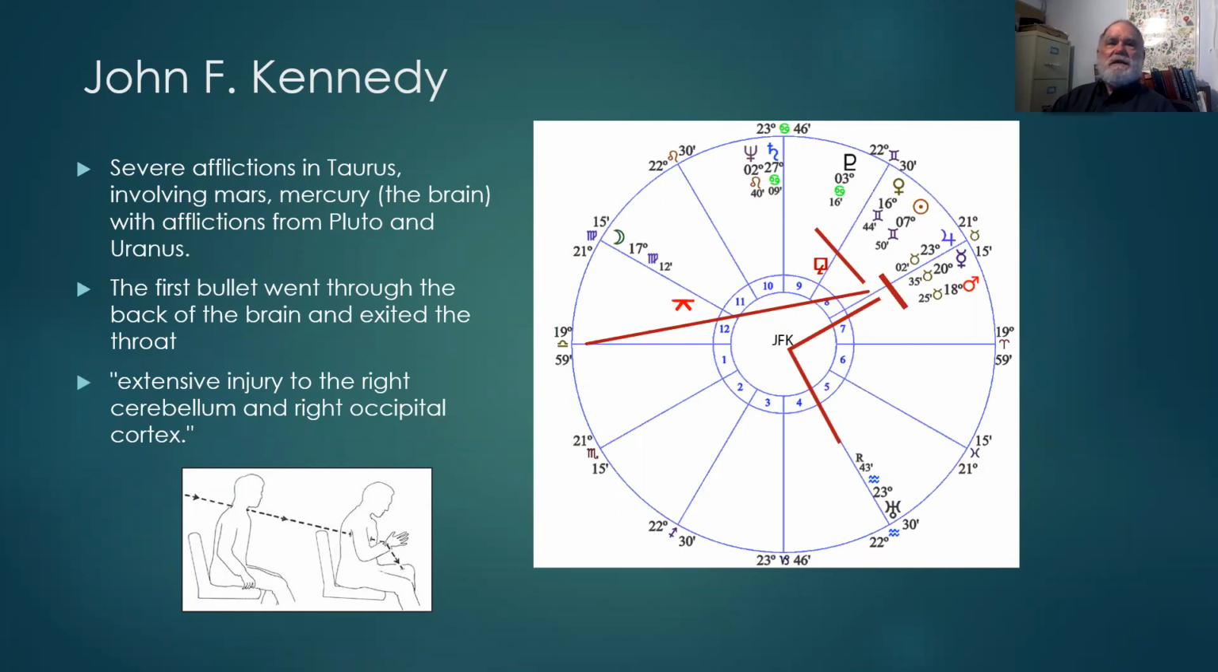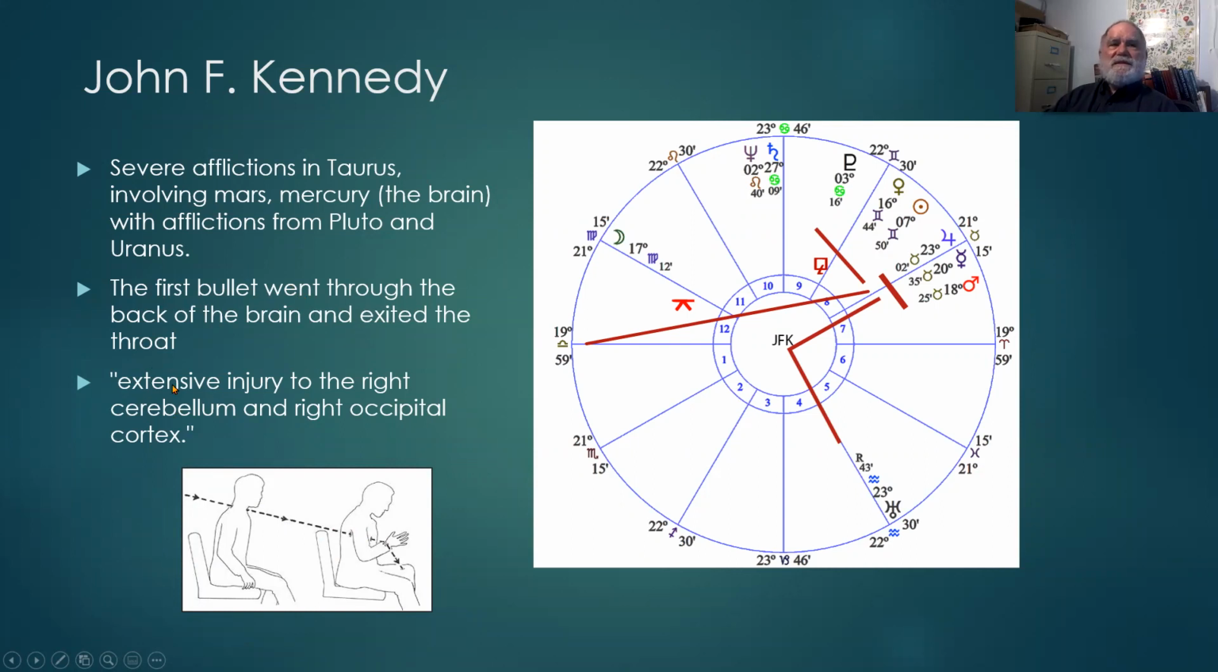This is John F. Kennedy, who was assassinated, and actually they show the path over here. The bullet went through the lower part of his brain and through his throat, right? One of the bullets did that. And in this diagram, it proceeds afterwards to injure the man in front of him. But the actual wound, this says the first bullet, well, yeah, the back of the brain and exited the throat.